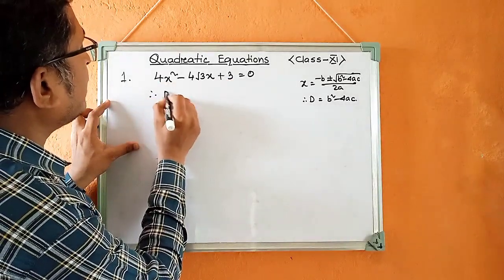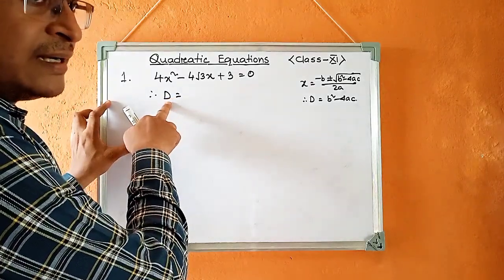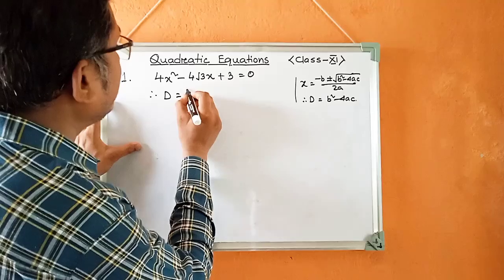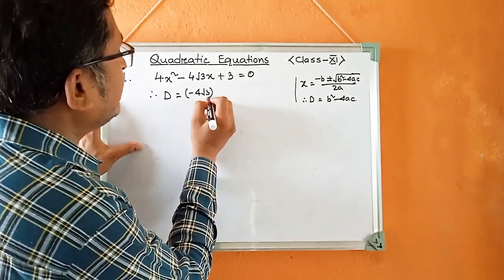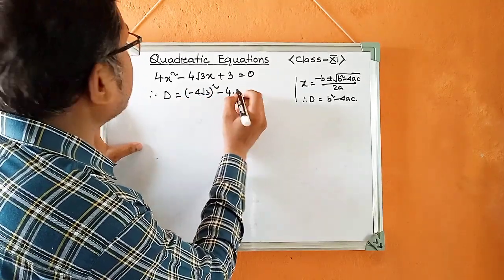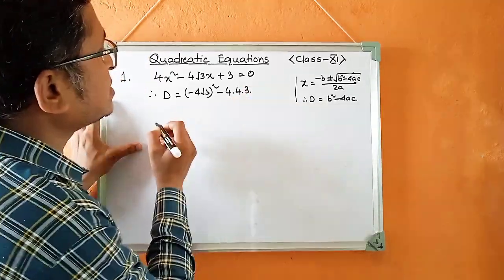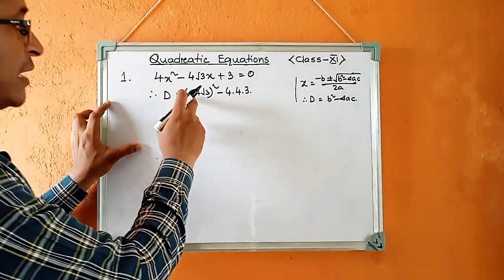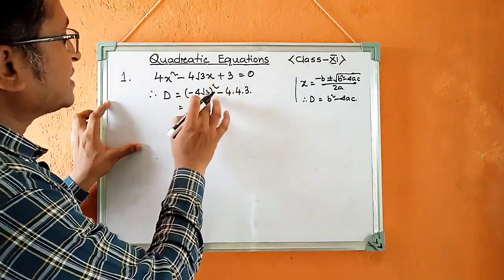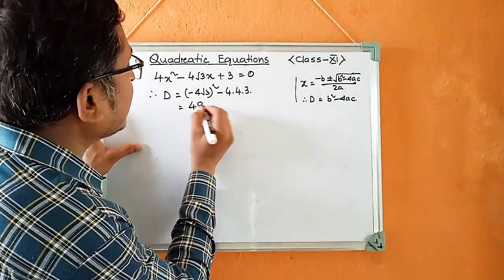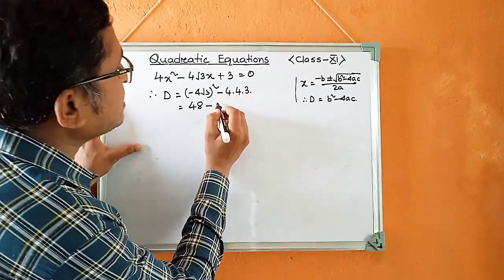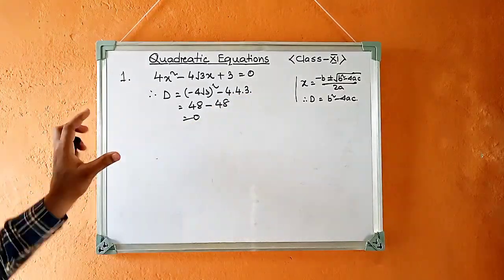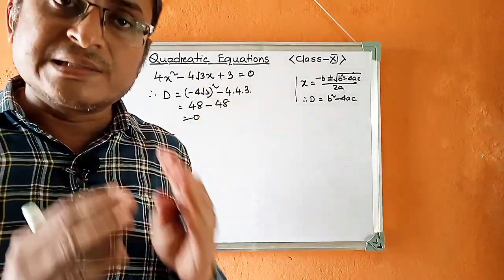So the discriminant, indicated as D, equals b square minus 4ac. So b means minus 4 root 3, b square minus 4 into a into c, c means 3. So minus 4 root 3 squared is 16 into 3, which is 48, and minus 4 into 3 into 4 is minus 48. 16 into 3 is 48. So we get the result 0. That means the discriminant of this equation is 0.